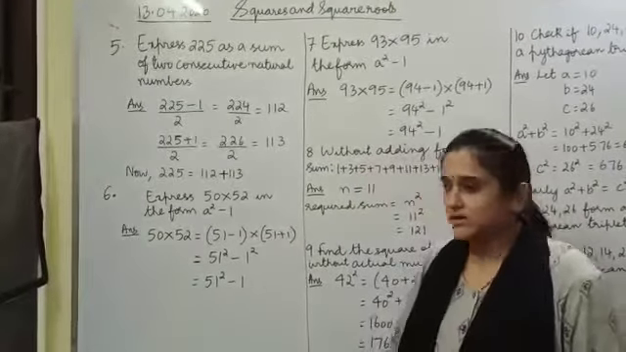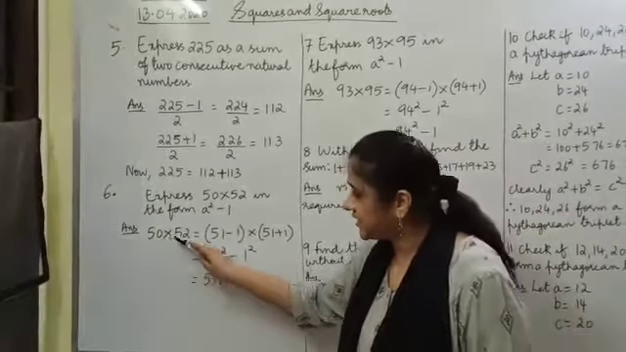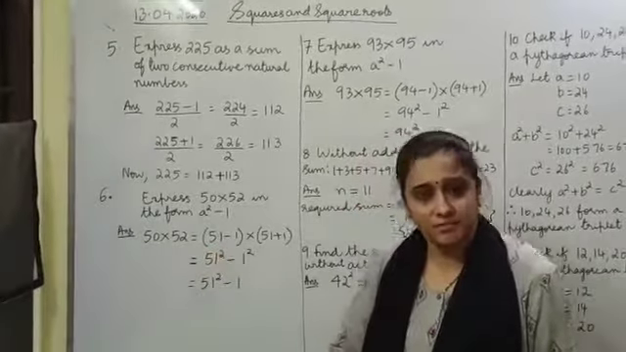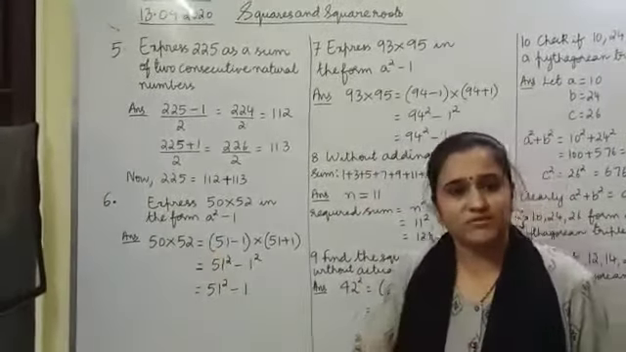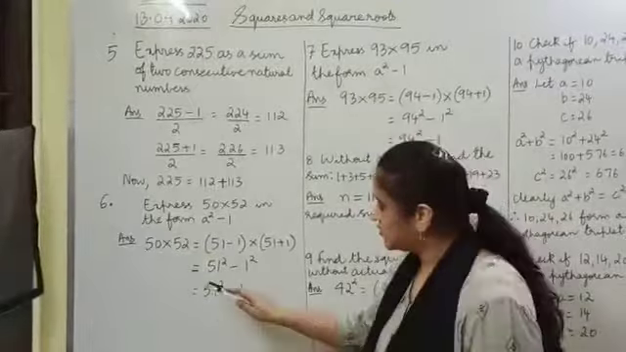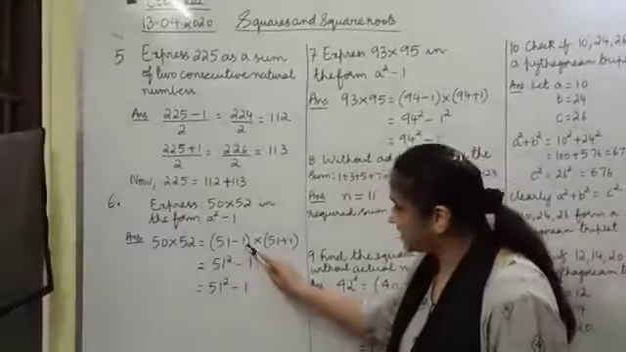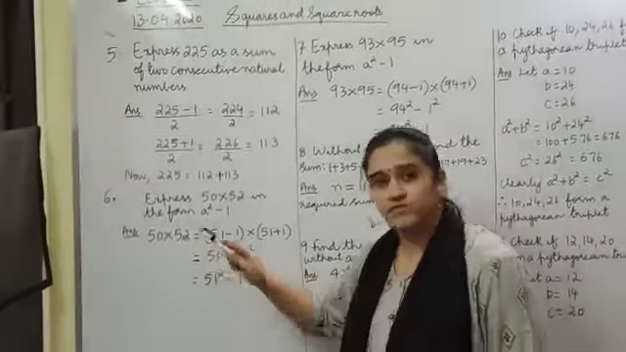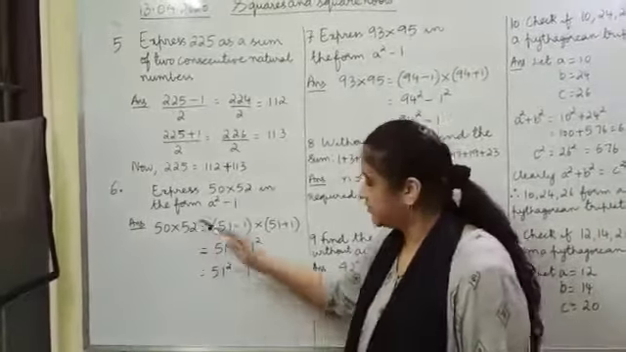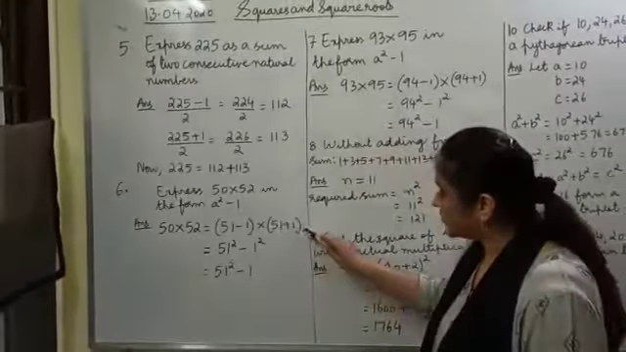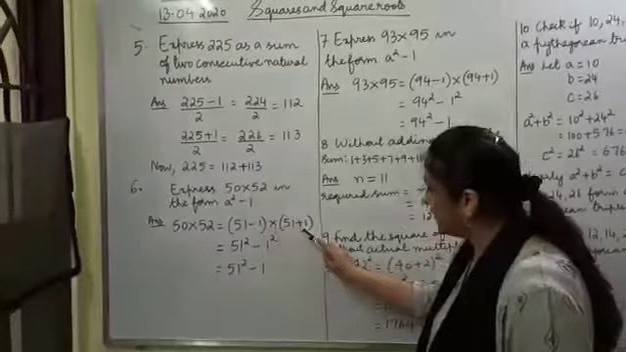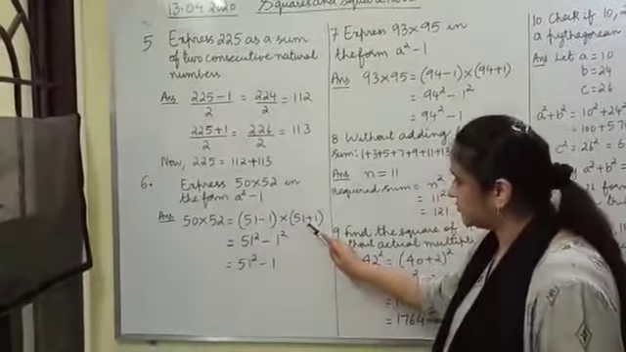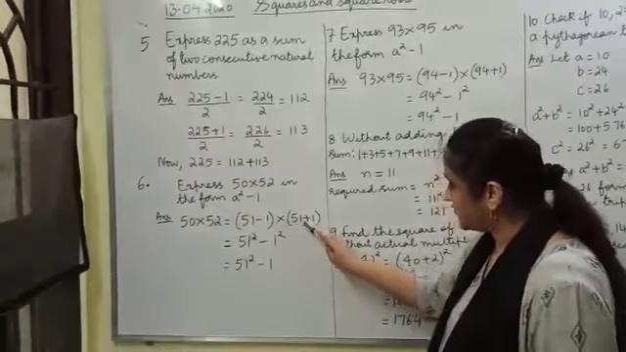How did we start? The number that lies between 50 and 52 is 51. Take up that number. Now you know that 51 minus 1 is 50, and 51 plus 1 is 52. So see here, this is 50 into 52.